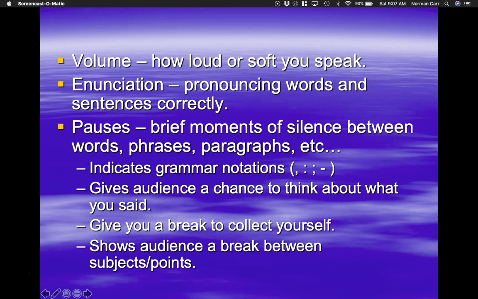Things like grammar notation, it can indicate that. It can give an audience a chance to think about what it is that you said. Also, pauses give you a break to kind of collect yourself. There's nothing wrong with taking a pause to kind of collect and regroup to what it is that you're talking about. Also, a pause can show an audience a break between different subjects and points throughout your presentation.